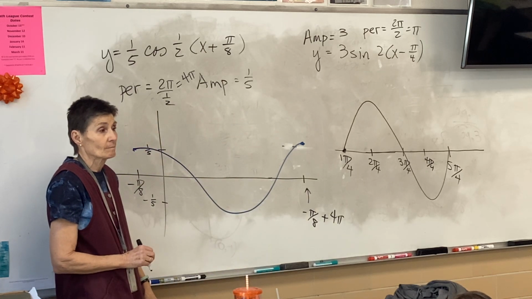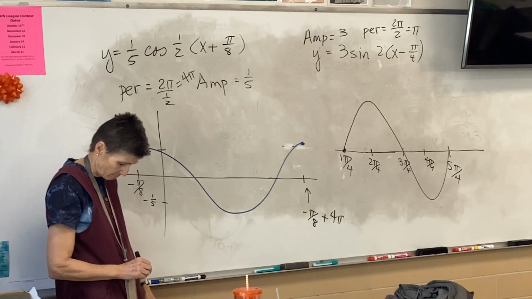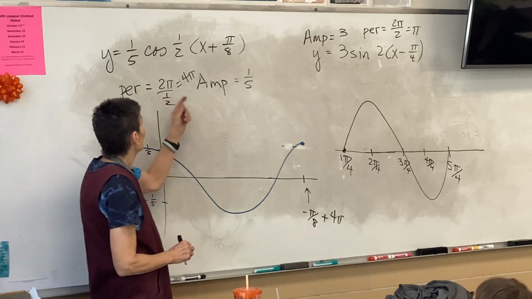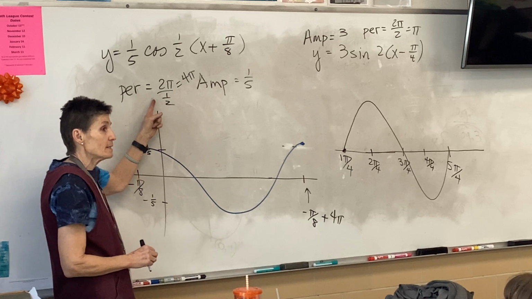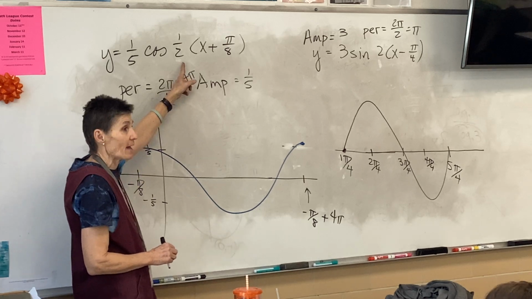Where'd you get 4 pi? Oh, period. Yeah, the period is 2 pi divided by that coefficient.